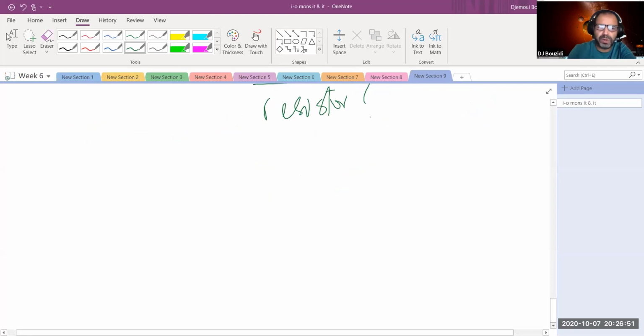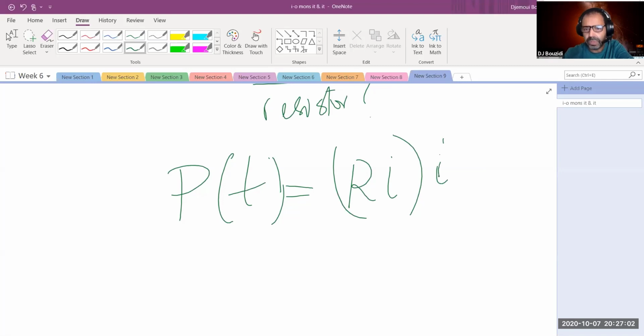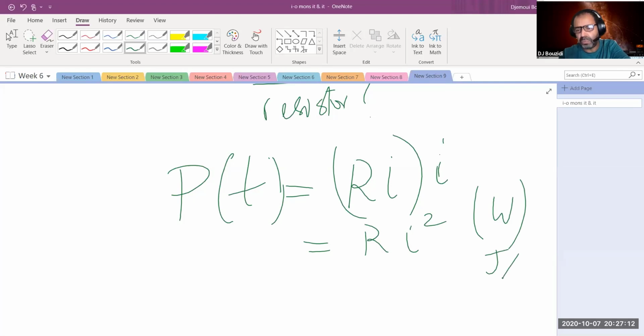Remember, the expression for the power across the resistor is just the voltage, which is Ri, times the current, which is I. So this is Ri squared. Sometimes people memorize this expression. This is the power. This is in watts, not in joules. It's in joules per second, if you wish. So this is a rate at which energy is being dissipated.